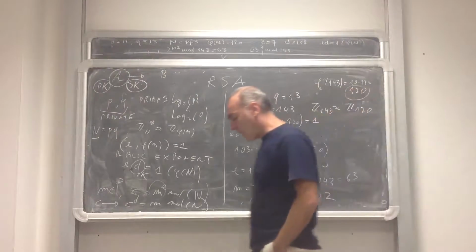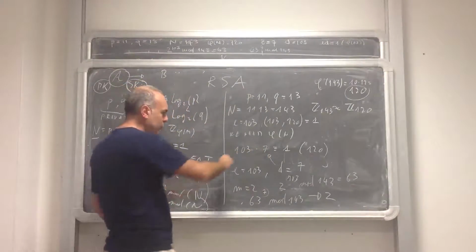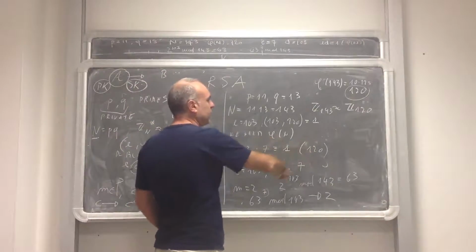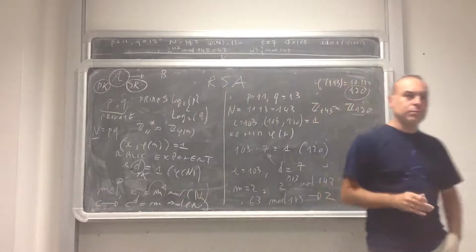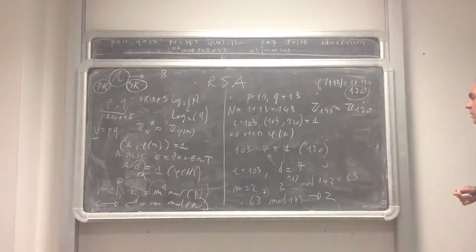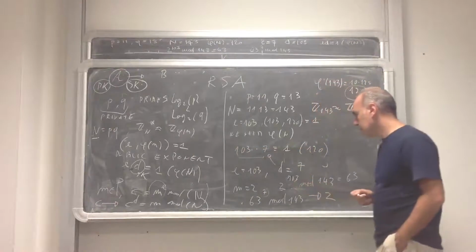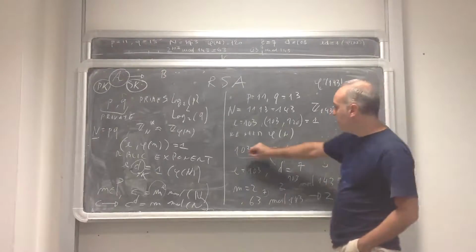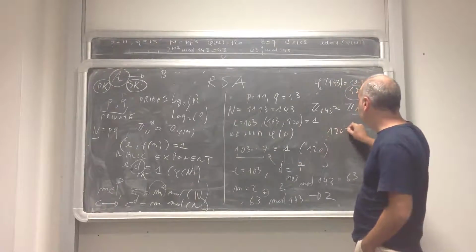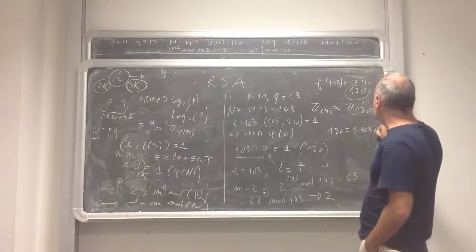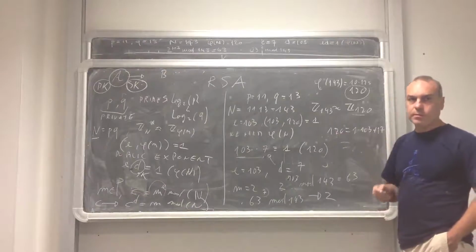Now, how is it possible to find 7 for 103? There should be an inverse in Z120 here. Now we know how to do that. We did that with Euclidean division. So you should be able to do this. You use the fact that this is prime with 120. You divide 120 by 103. You take the remainder, you keep dividing, and so on. You already saw that.